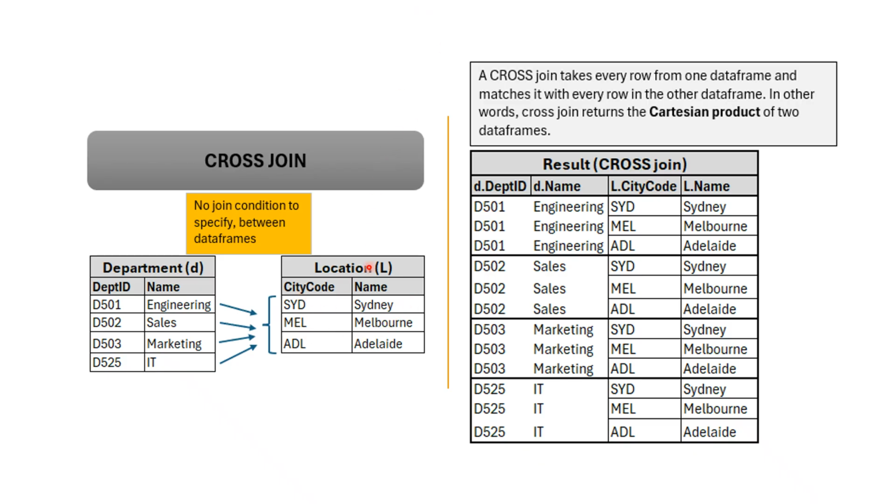To understand it better, let us take a look at the output of the cross join itself. In this output of the cross join, here you can see department. There are 4 department rows, and each of those department rows is paired with every row in the location data frame. I hope that is clear up to this point. That is everything about the join types.